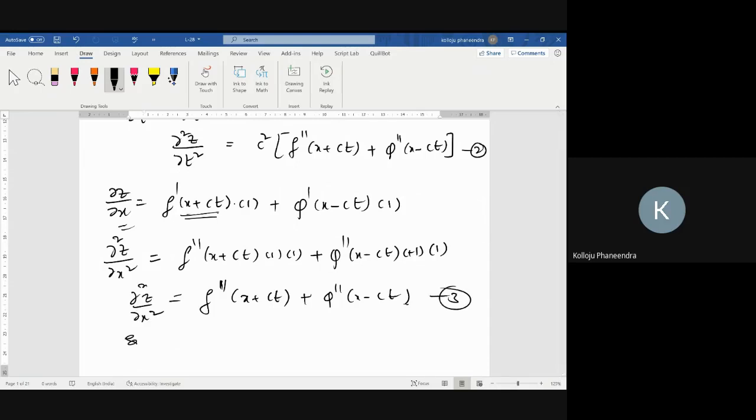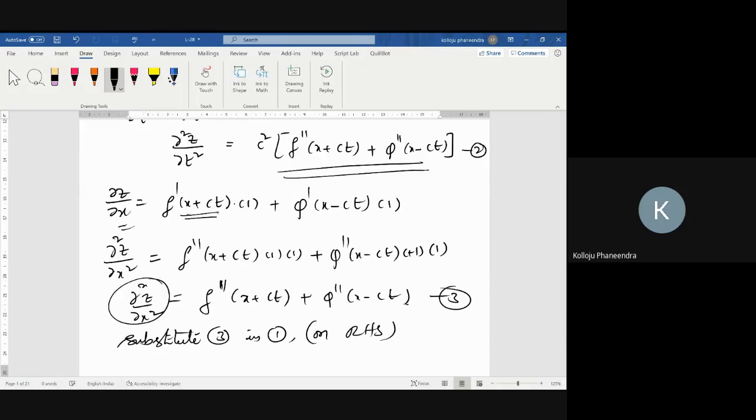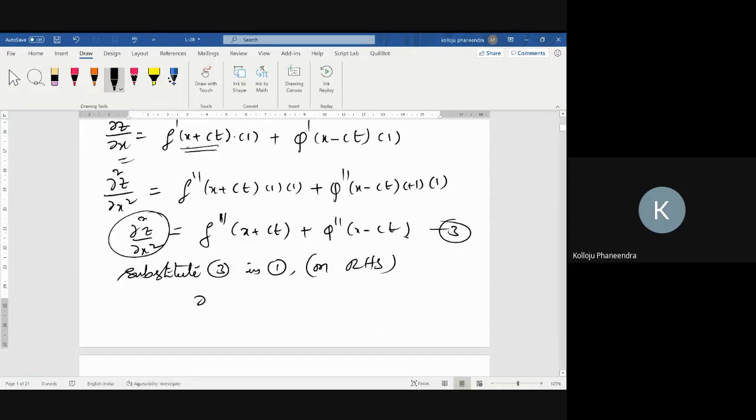Substitute 3 in 1, that is on RHS. Simply on RHS, that is in place of this, I have to substitute what? Dou square z by dou x square. That is the given result. Then dou square z by dou t square equal to c square into dou square z by dou x square. Okay, this is one simple problem.